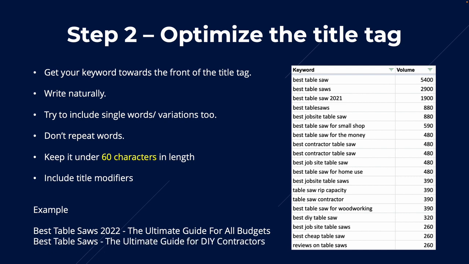So here's another example of a title tag. Best Table Saws, the ultimate guide for DIY contractors. Again, I've got the keyword towards the front of the title tag as that carries more weight. I've got a title modifier in there as well, the ultimate guide, and I've managed to include two different types of keywords. I've got DIY and I've got another word for contractors as well, which is actually listed quite a lot on the spreadsheet. And funny enough, a contractor table saw is actually a type of table saw. I've managed to play on the words and say this is a guide for DIY contractors, aka people who do DIY and will be using this table saw on a daily basis.